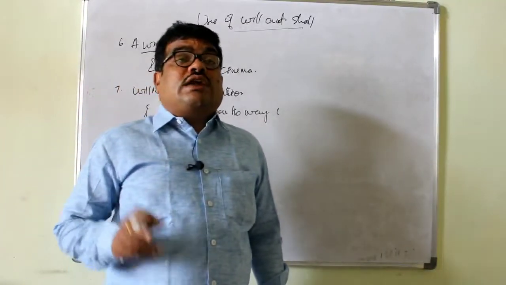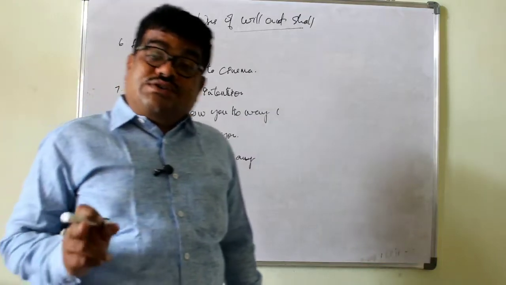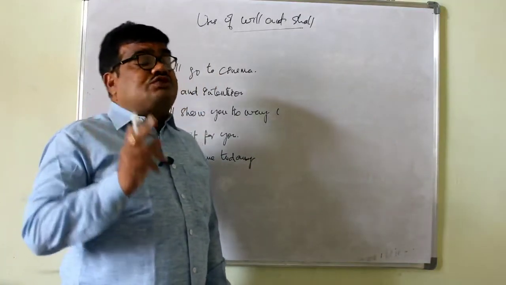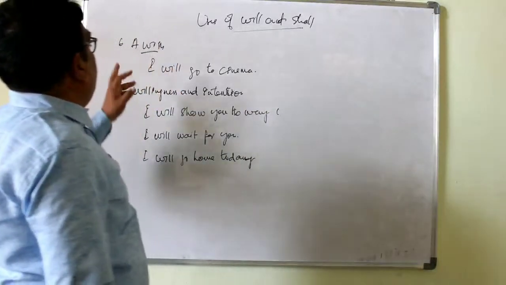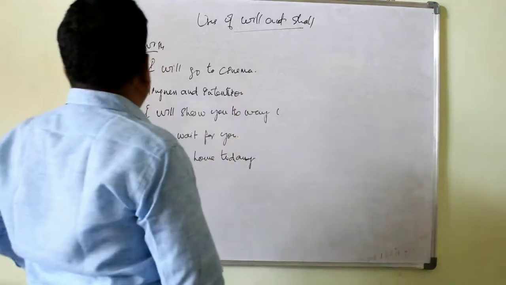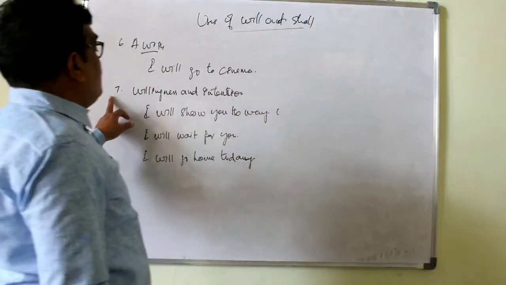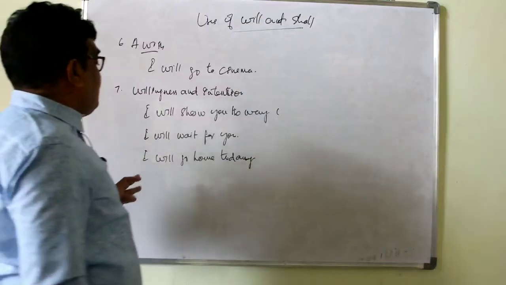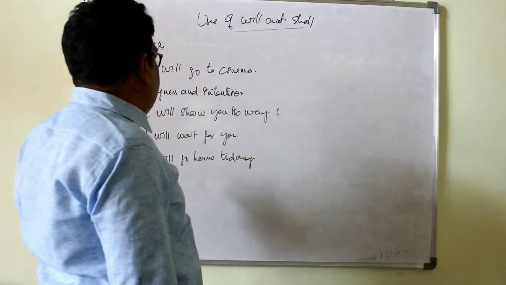So I showed you that will is used in the first person for determination, for promise, for threat. Will is used in the first person for a wish. I will go to the cinema. This is the example for that. Will is also used for willingness and intention. You see the examples here.